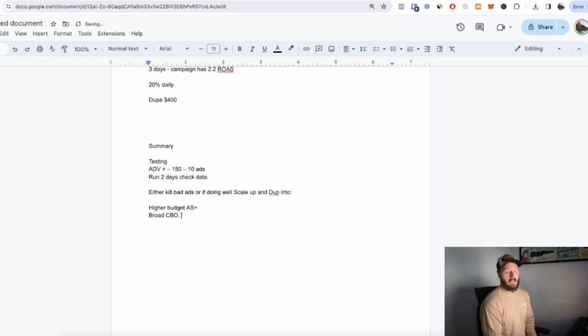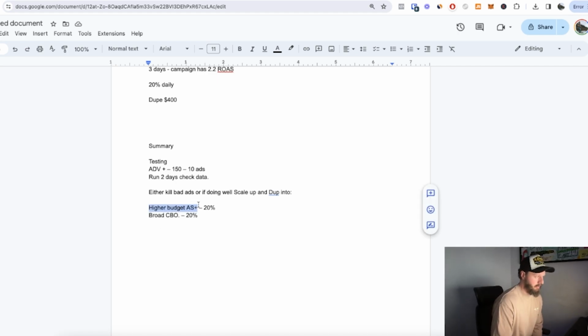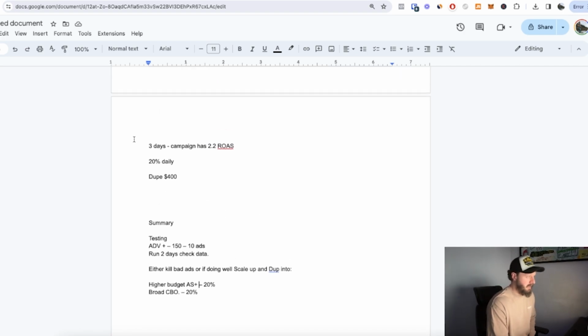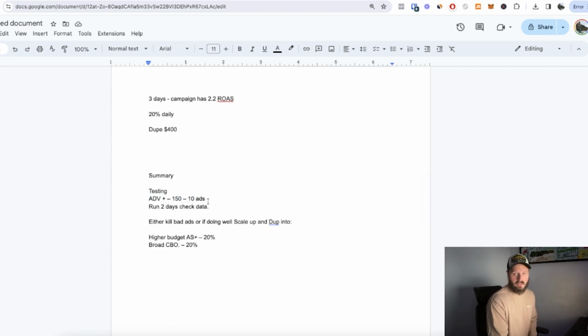And you just keep doing that basically, and just keep upping these budgets by 20% while duping winning creatives into more broad CBOs or more Advantage Plus. And then when you have a new batch of creatives, you just go back and do the same thing basically.